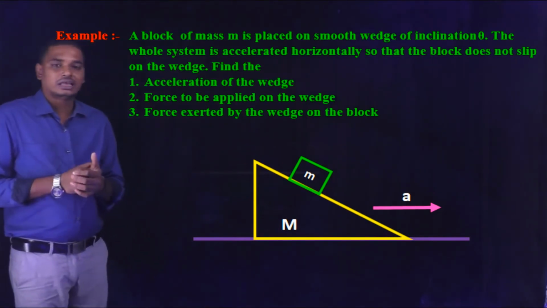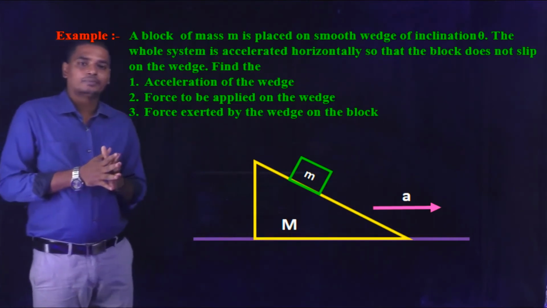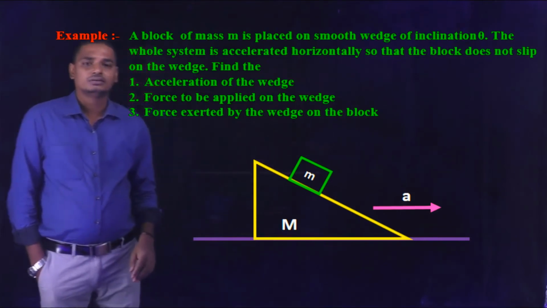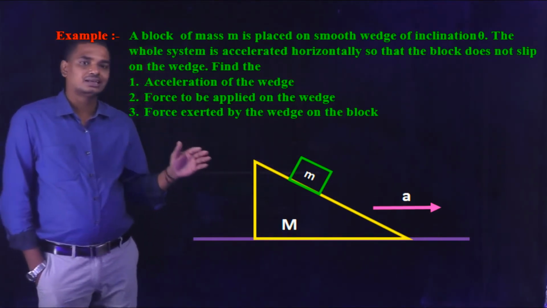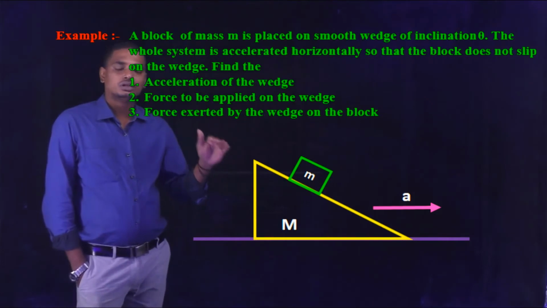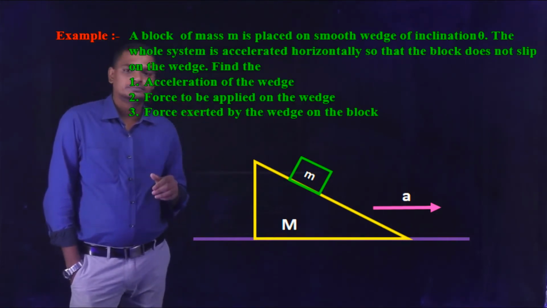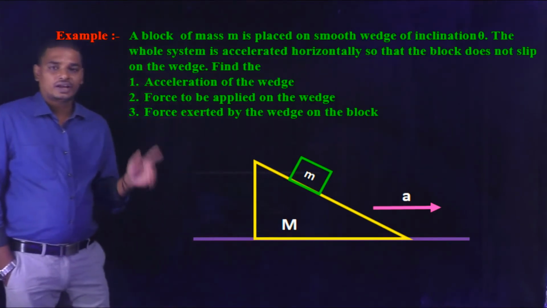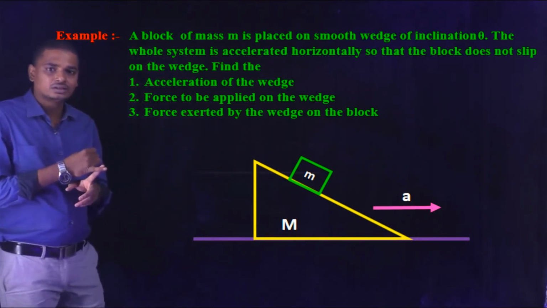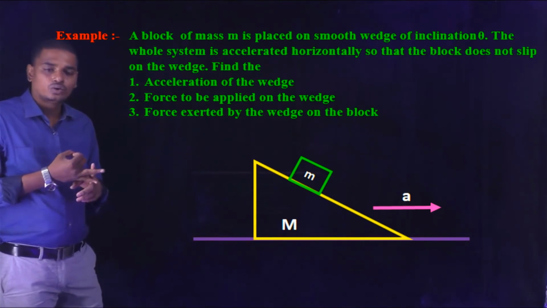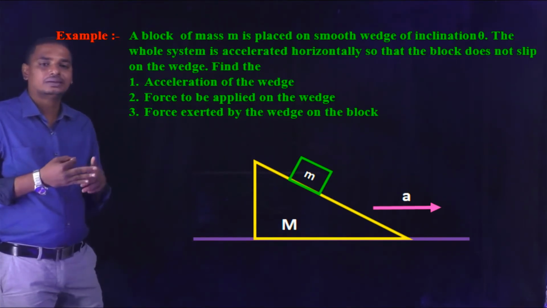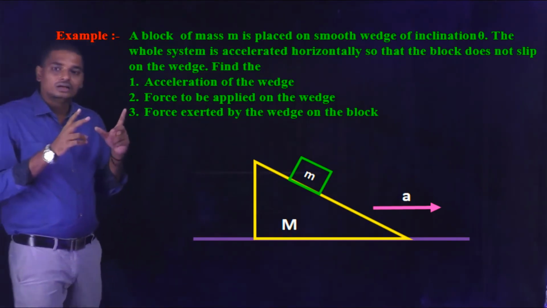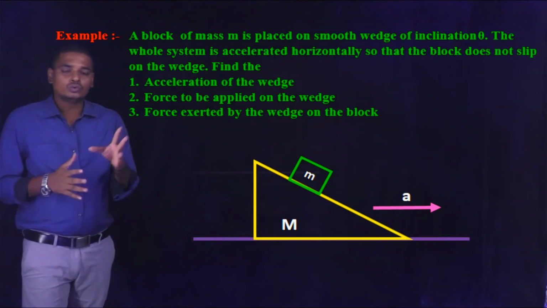So the question is like this: a block of mass m is placed on a smooth wedge of angle of inclination theta, and the whole system is accelerated horizontally so that the block does not slip down. So here the block does not slip down. Find the acceleration of the wedge, the force to be applied on the wedge, and the force exerted by the wedge on the block. So this is the question, and this question can be solved in two ways.